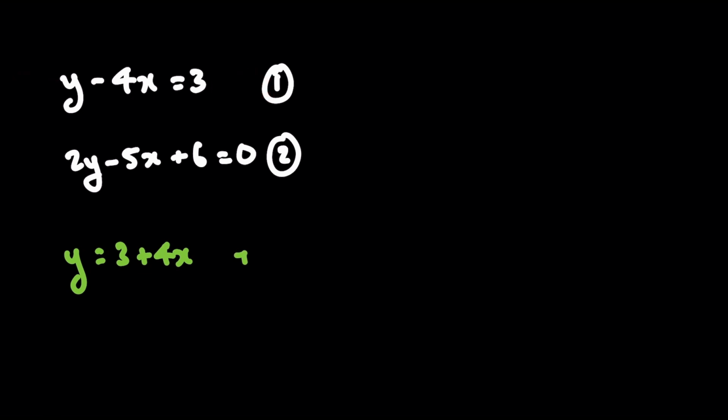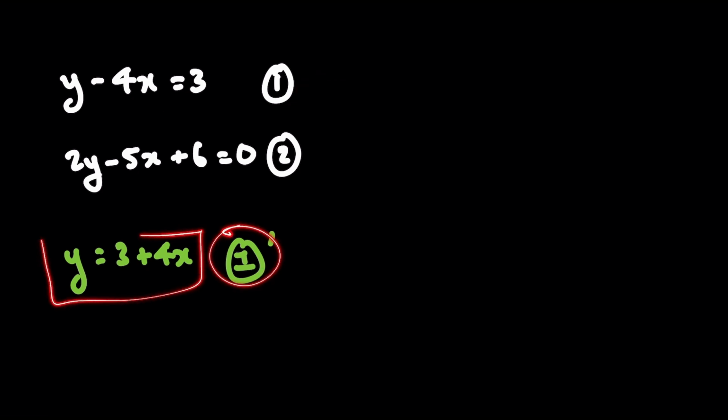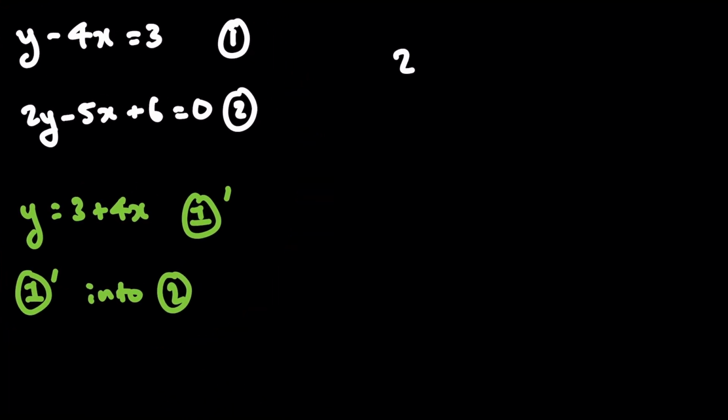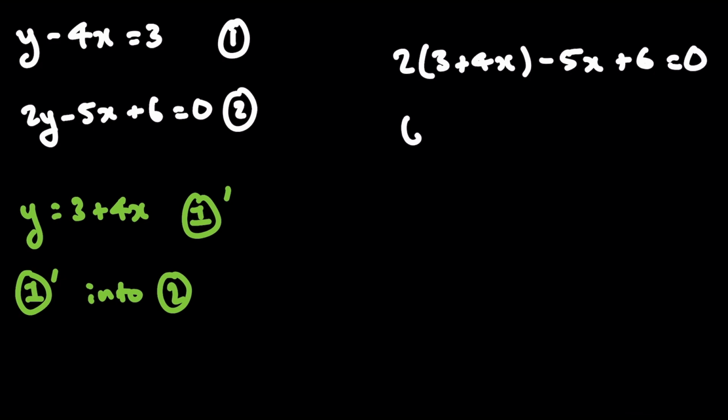So then this is just the first equation modified. And if I modify the first equation, I can't put it back into the first equation. I have to put this expression into the second equation. So this will be me substituting the modified first equation into the second equation. We'll have 2 times (3 plus 4x) minus 5x plus 6 equals 0. And using this, I can then say 6 plus 8x minus 5x plus 6 equals 0.